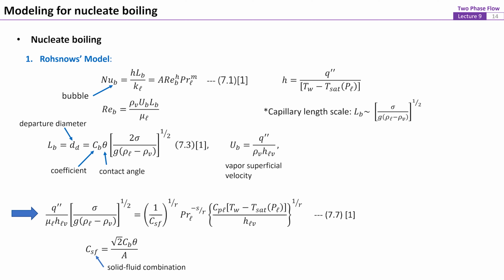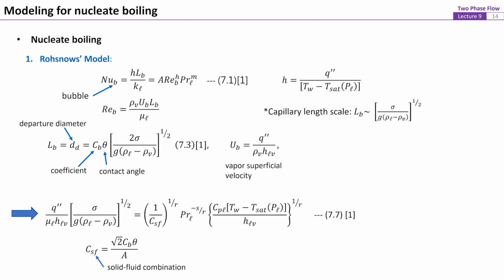The velocity term includes the latent heat effect. The characteristic length takes the effect from the bubble motion into account by using the bubble departure diameter. The empirical coefficient, C_sf, considers the interfacial properties on the solid surface and is dependent on the combination of solid to fluid.